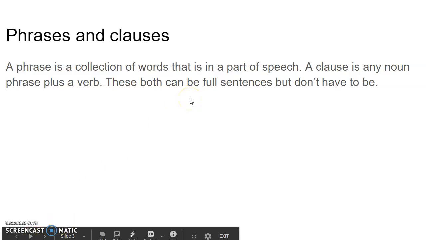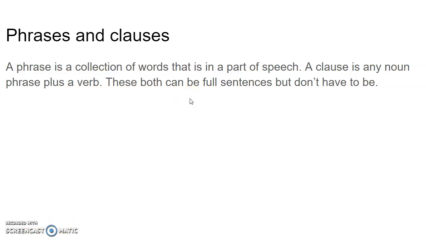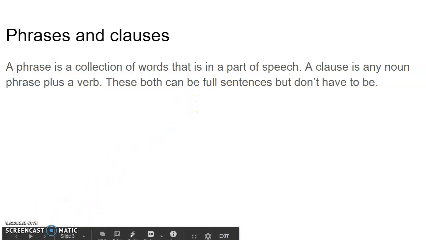Phrases and clauses. A phrase is a collection of words that is part of speech. A clause is any noun phrase plus a verb. These can both be full sentences but don't have to be.